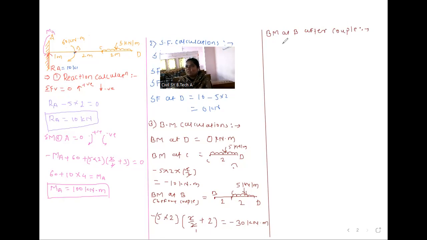So the beam is like a wedge. Okay, I will draw the figure here. This is point D, this is point C, this is point B. And here a couple is applied and the intensity of the couple is 60. Now this perpendicular distance is 2 meter and this distance is 2 meter. Now you tell me how you will calculate the moment.